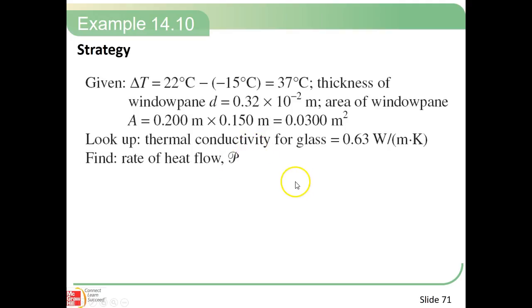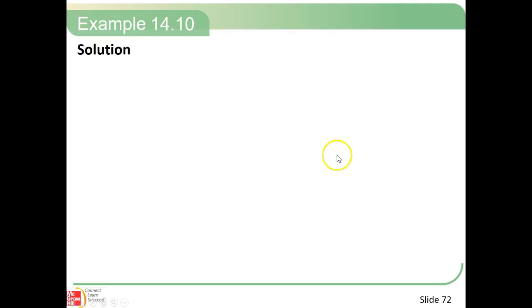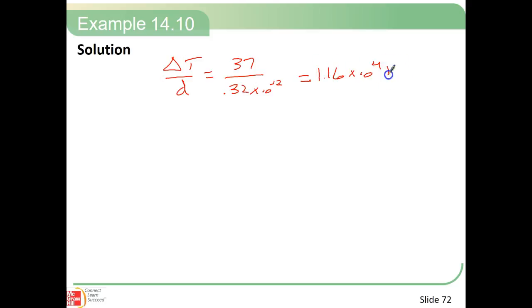I'll show you how I like to write this one so that it stands out from the other power that we've been doing. First thing I would do is go ahead and find our delta T over D value. So this is a 37 degree temperature change, and our D value here is 0.32 times 10 to the negative second. That's the thickness of that material, and we end up with a value of 1.16 times 10 to the fourth, and this is Kelvin per meter.